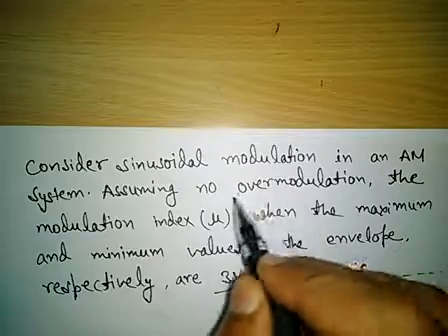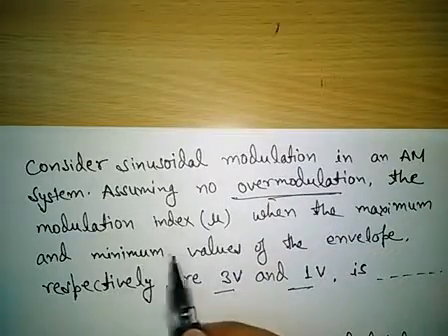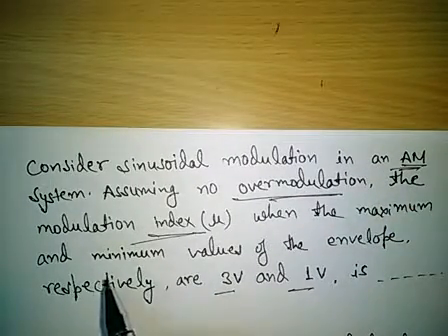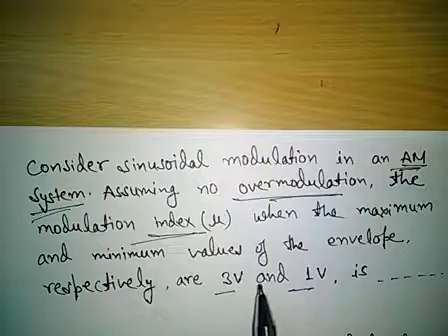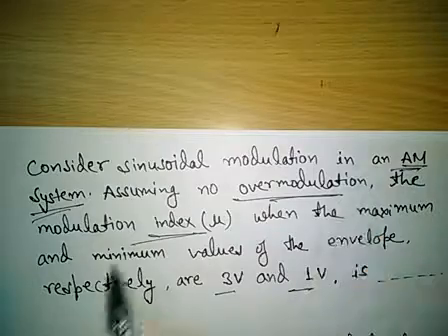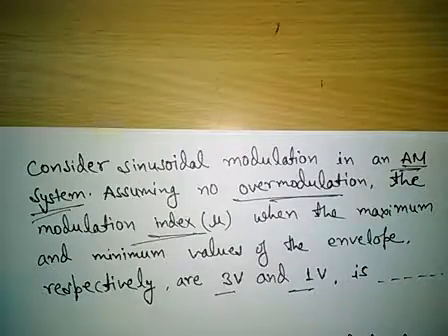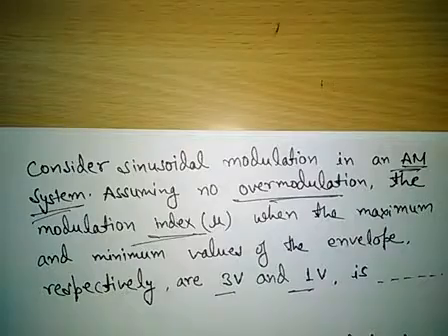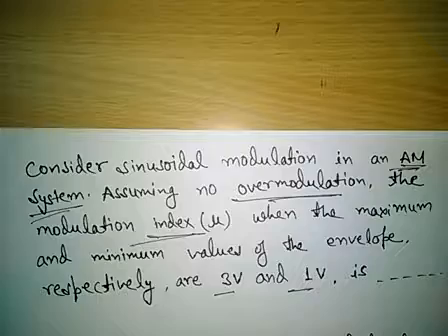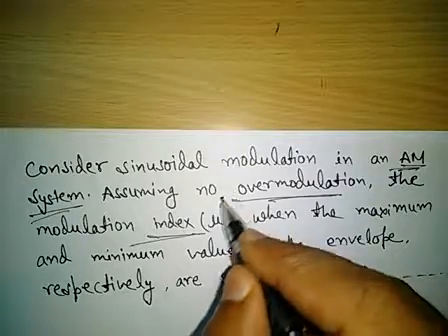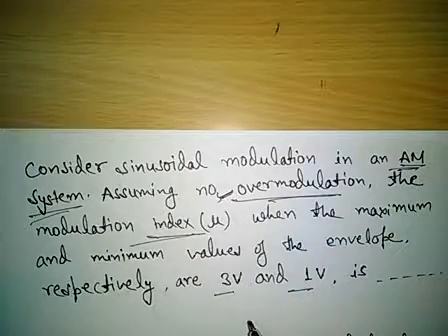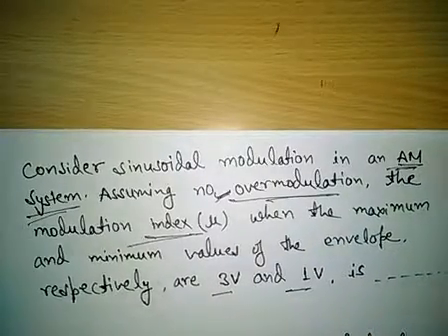So here are the two terms. First, it is given no overmodulation, and we have to find the modulation index, and the modulation technique that we are using here is the AM system, the amplitude modulation system. So we will first learn the general expression of an amplitude modulated signal, also understand what overmodulation is and how it can be avoided, and then we will try to solve this problem. So here I start.